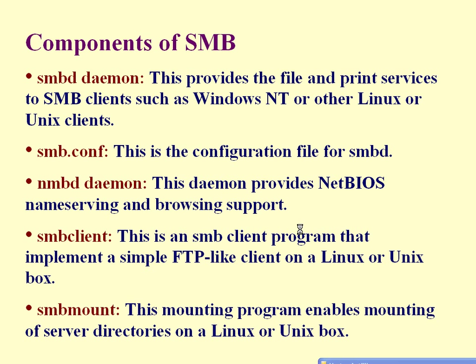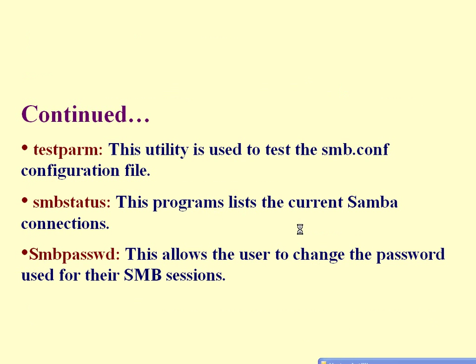SMB client: this is an SMB client program that implements a simple FTP-like program on a Linux or Unix box. SMB mount: this mounting program enables mounting of server directories on a Linux or Unix box. Test parameter: this utility is used to test the smb.conf configuration file. SMB status: this program lists the current Samba connections. SMB password: this allows the user to change the password used for their SMB sessions.